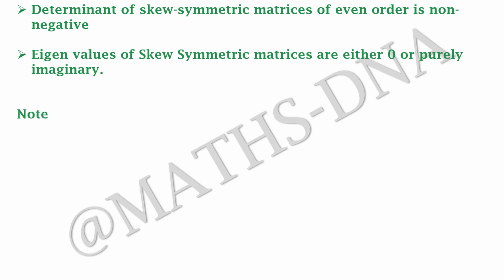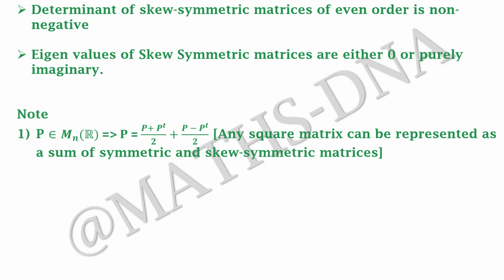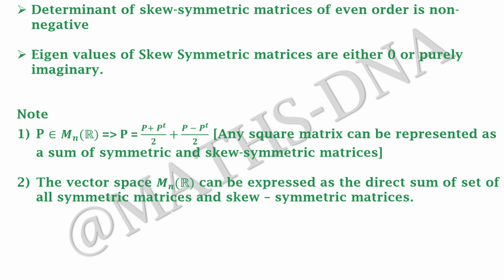There are also two notes to be noted down. The first one, if P belongs to Mn(R), it implies that P is equal to P plus P transpose by 2 plus P minus P transpose by 2. That is, any square matrix can be represented as the sum of symmetric and skew symmetric matrices. And the second one, the vector space Mn(R) can be expressed as the direct sum of the set of all symmetric and skew symmetric matrices.